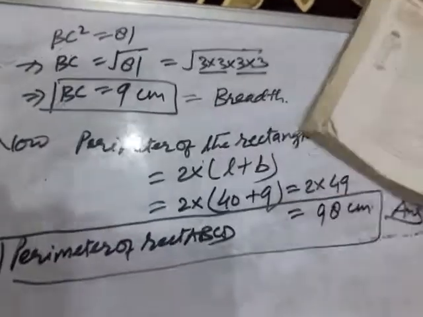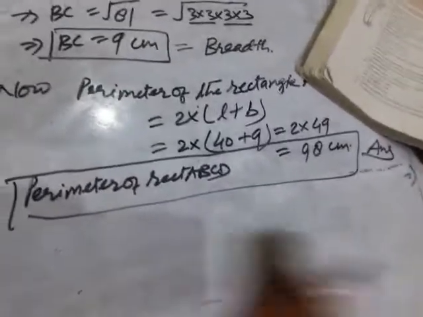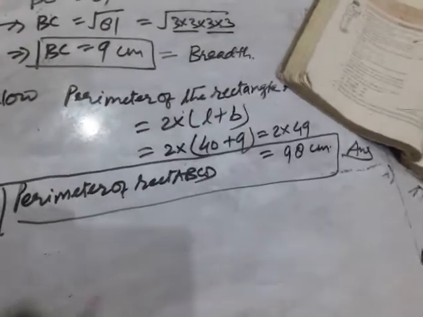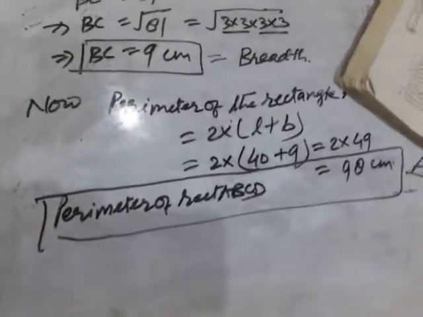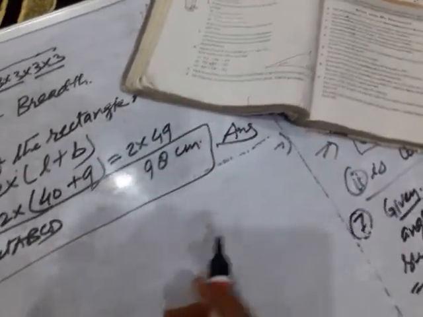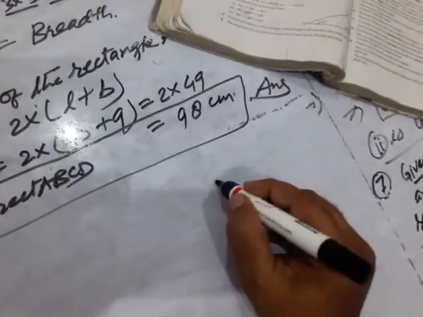Now the last question of the exercise. Last question of the exercise is this one. What is it? Let us see. Question number 8. What does it state? The diagonals of a rhombus, children. What is a rhombus?